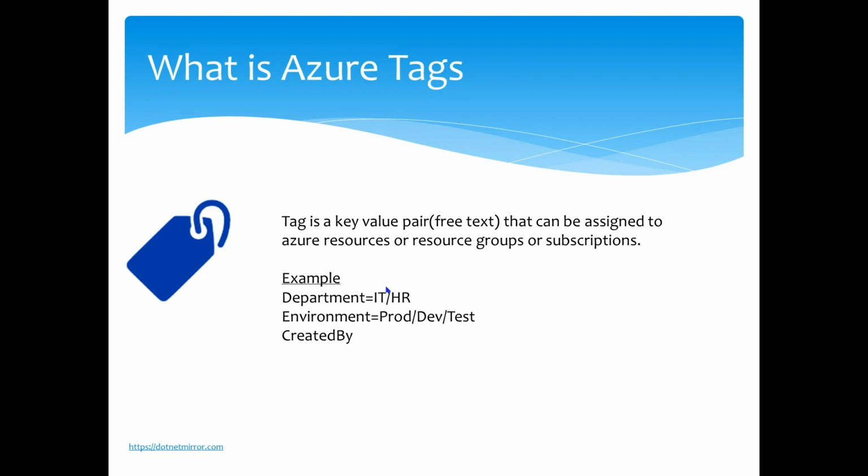A few examples of tags are, let's say you are creating Azure resources for your HR department, so you can go there and give the key name as department and value as HR. Like that, you can give an environment like a dev environment so that you can group all your dev resources, or tags like created by owner. So you can give whatever tag you want. It's like a free text based on your need, and you can give your own tags to the resources.